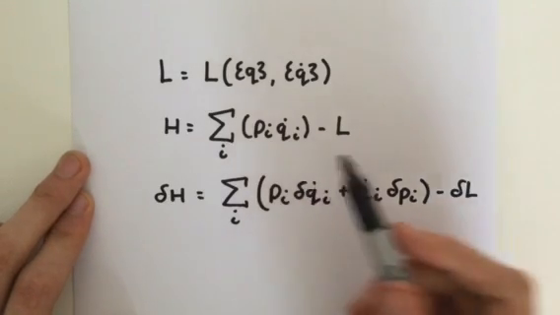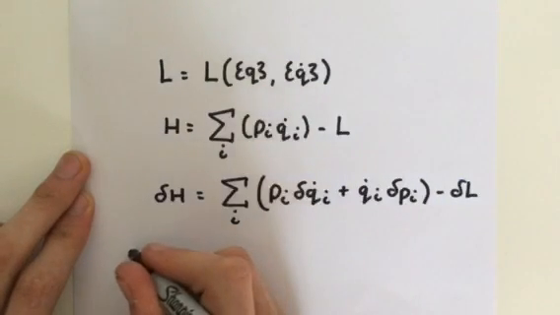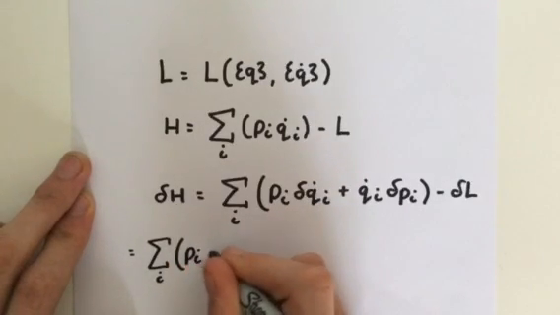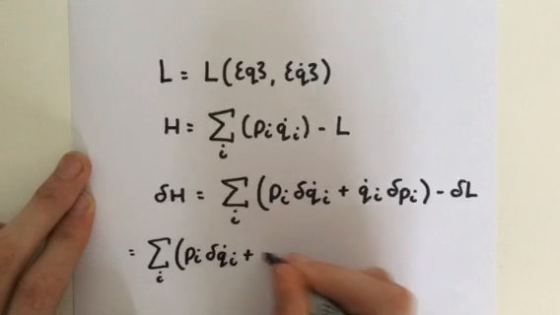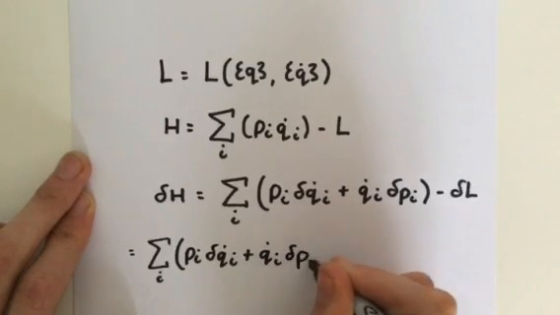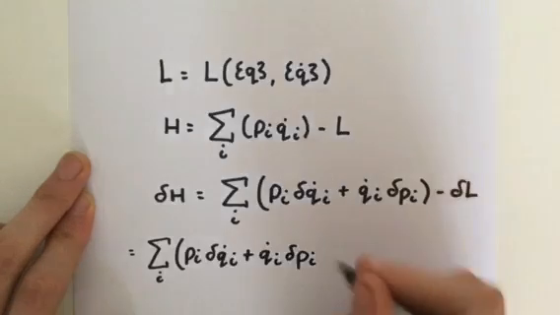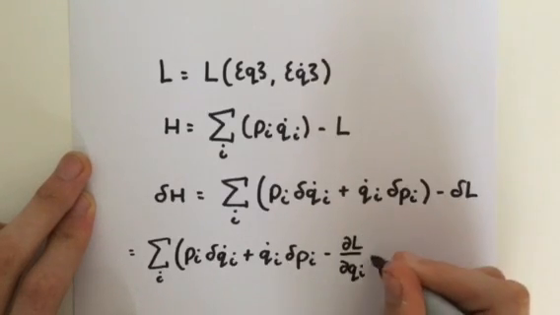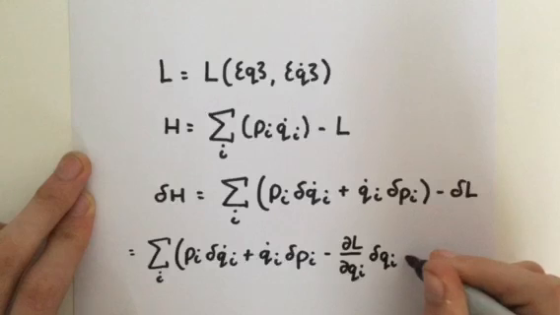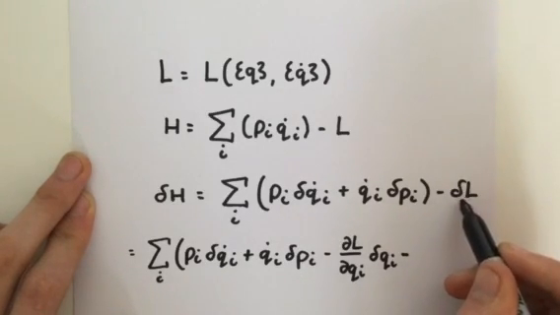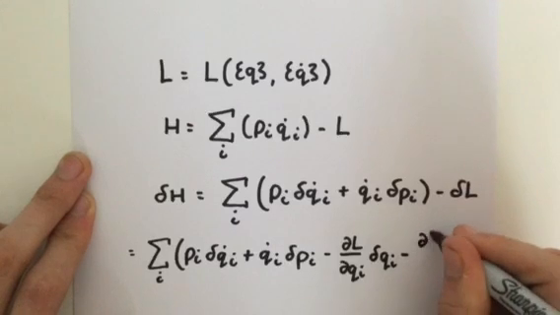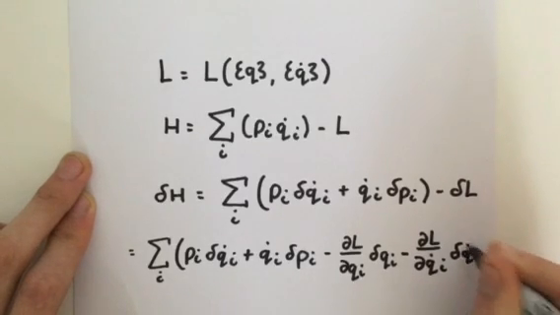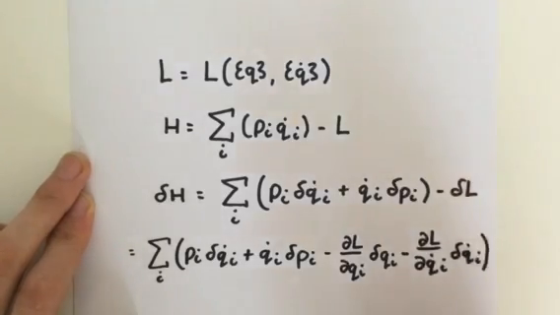Alright, so now what we can do is work out the change in the Lagrangian. So this is going to equal the sum over i, exactly what we have here, so p_i delta q dot i, then we add q dot i times delta p_i, and then from that we minus the change in the Lagrangian, which you should already know is simply going to be the partial derivative of L with respect to q_i times the change in q_i, and then we minus, because it's minus delta L, the partial of L with respect to its velocity component, q dot i, times the change in your velocity, like so.